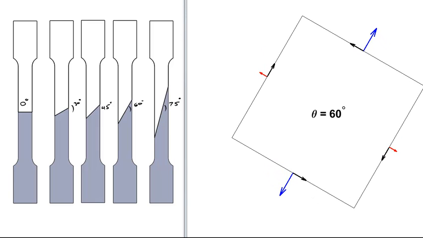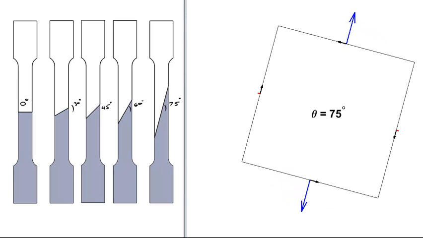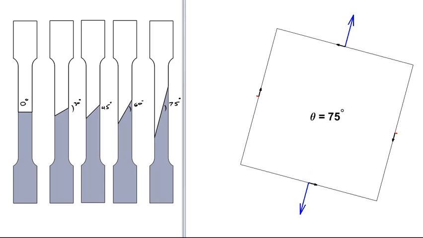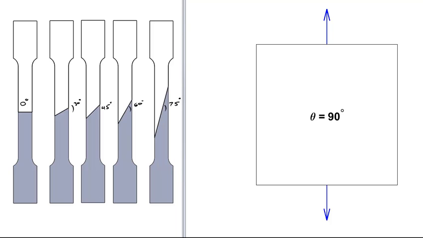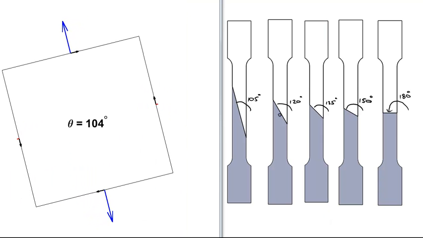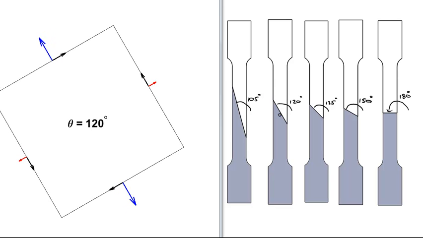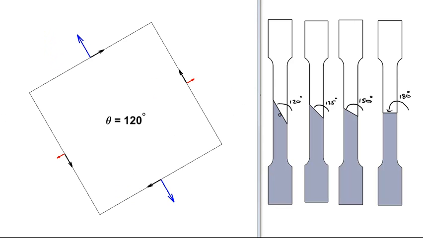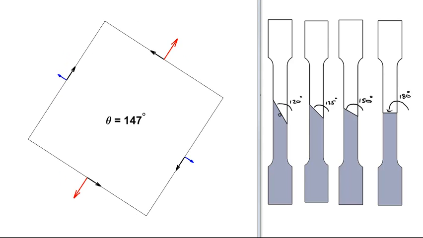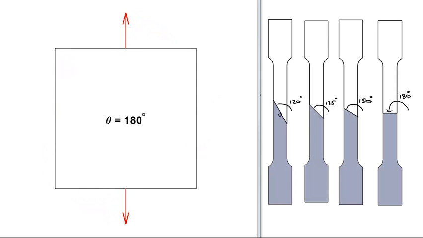And I continue rotating to 60 degrees. Here's 75 degrees, and we see that sigma x prime now is acting in the vertical direction, and it's quite large. And as I continue to 90 degrees, what I find is that it's identical to theta equals 0, except now we've got sigma x prime acting vertically. And finally, we'll continue rotating to 105 degrees. Here's 120 degrees, 135 degrees, and so on. And finally, we come all the way back around to 180 degrees, and the state of stress is identical to theta equals 0 degrees.